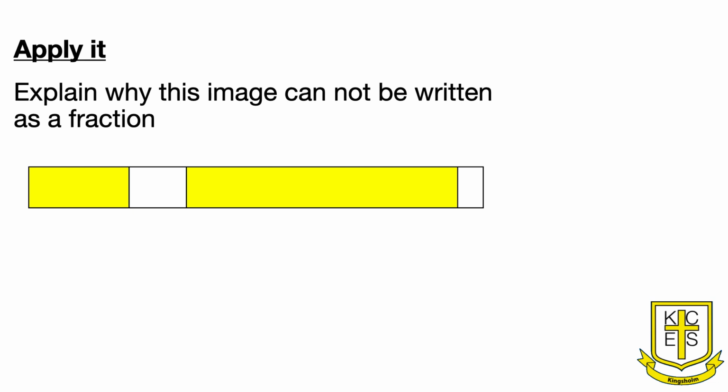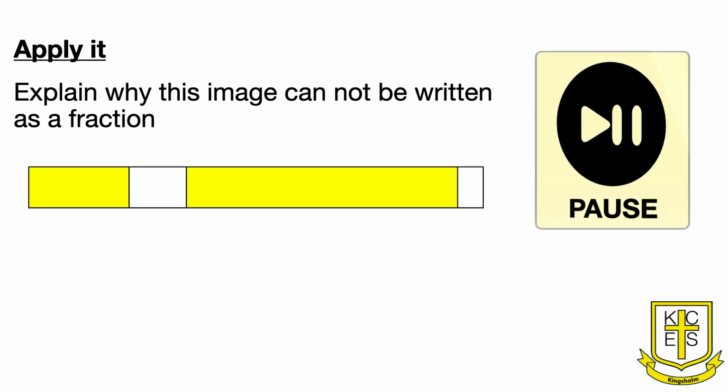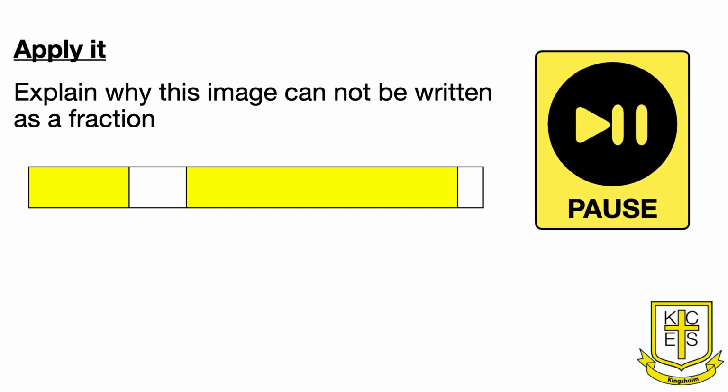On the apply it, just have a little look at this question below. Explain why this image cannot be written as a fraction. Why can it not be written as a fraction? And then on the next slide after, I'll show you a good explanation.